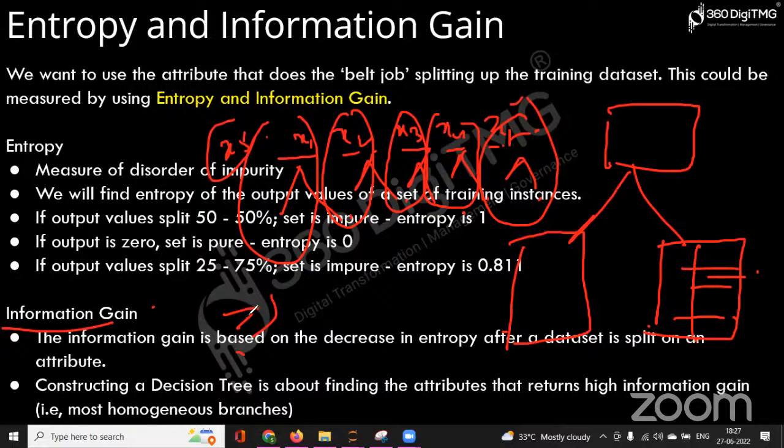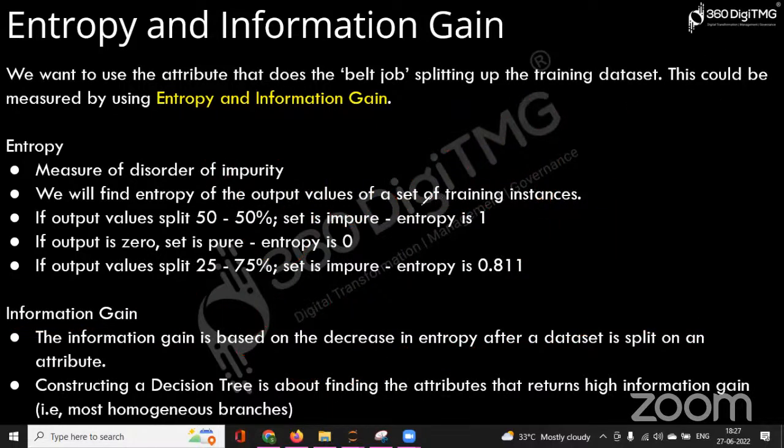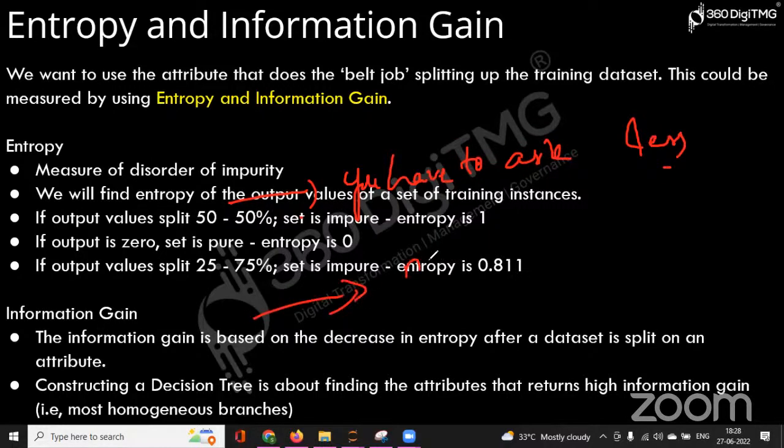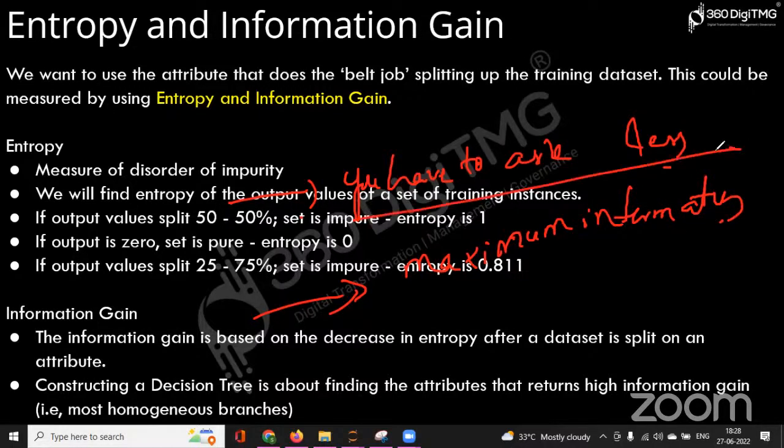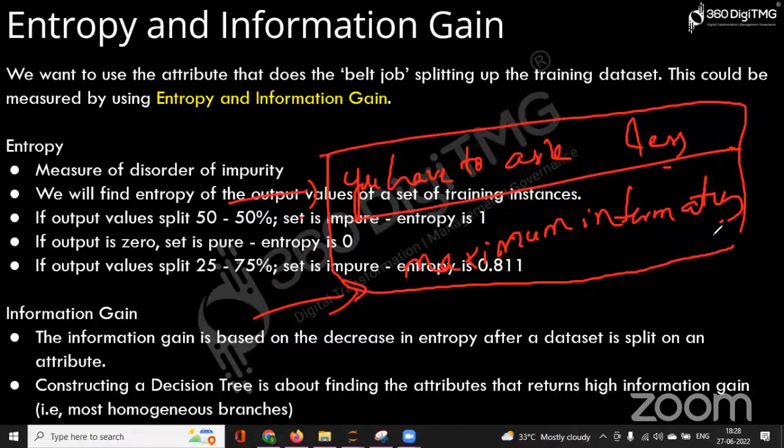So whenever you do a split and you are forming the least rules and getting the maximum information, what is the best decision tree? You have to ask fewer questions, and you have to get maximum information. That is your best tree. You have to ask fewer questions, but you have to get the maximum information out of those questions.